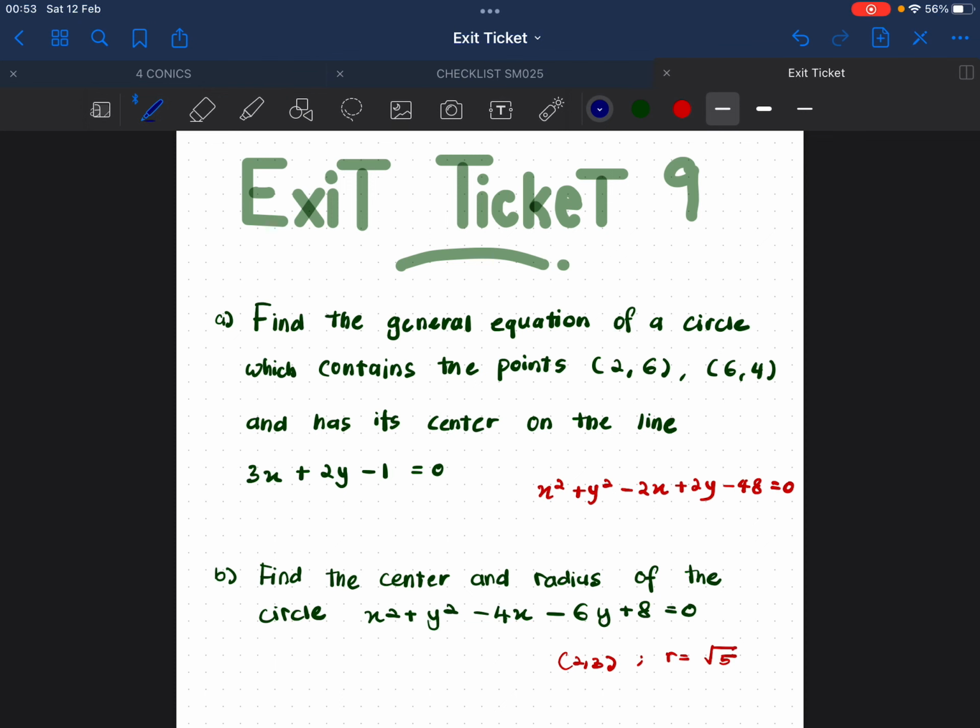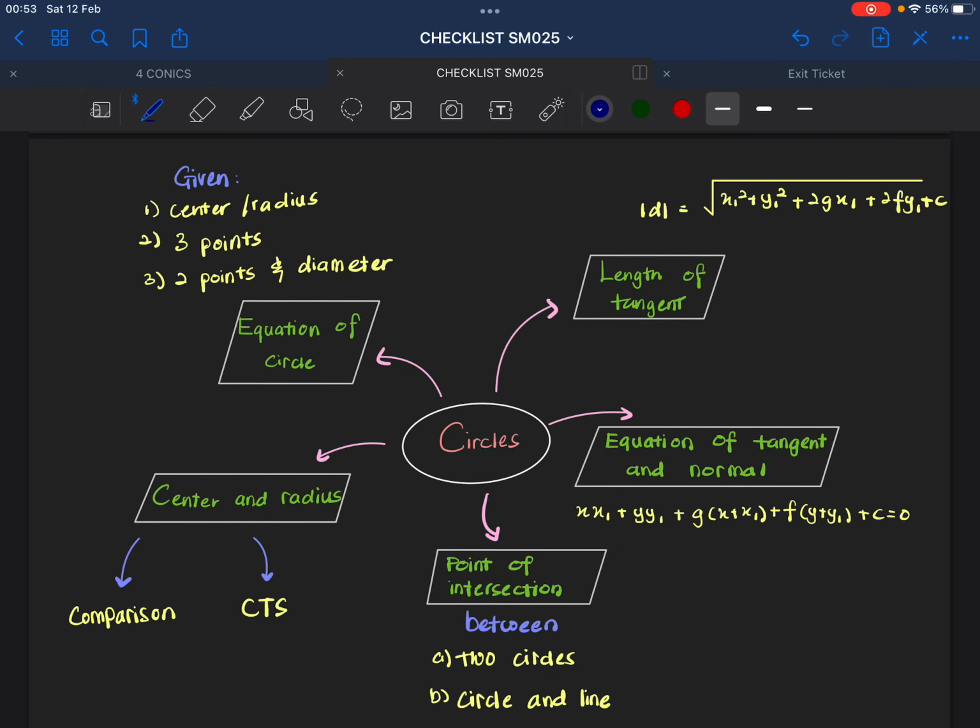That is all. This is your exit ticket 9 for both of these cases. We have seen the two cases from the 3 videos that I gave you: finding the equation of a circle given certain information, and finding the center and radius by using comparison and completing the square.